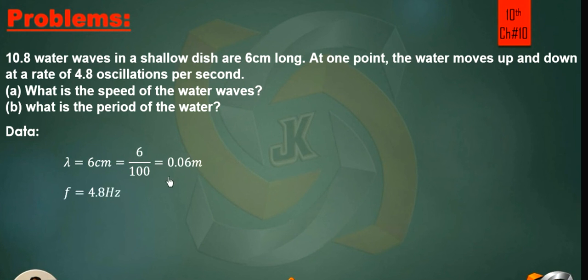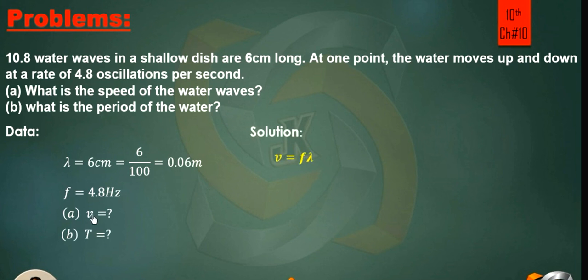Moving to the next frequency, which is 4.8 hertz. This is given in the question. Now we will find the speed. You can also make two columns for finding the speed and finding the period of the water.